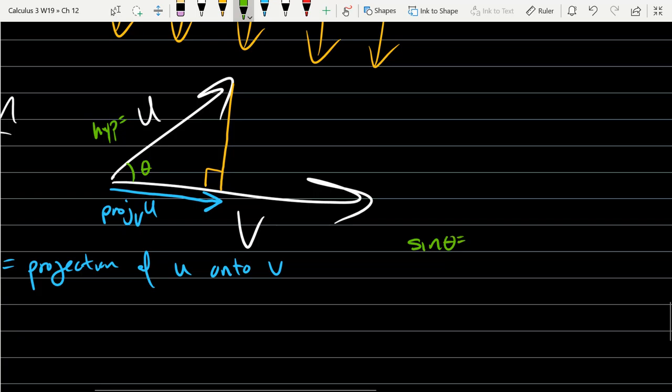So sine theta equals adjacent, cosine theta. That's a little better. Cosine equals adjacent over hypotenuse. All right. Is the hypotenuse u or magnitude of u? It's going to be the magnitude of u. I'm going to leave the adjacent right here as the magnitude of the projection, which I don't know yet.